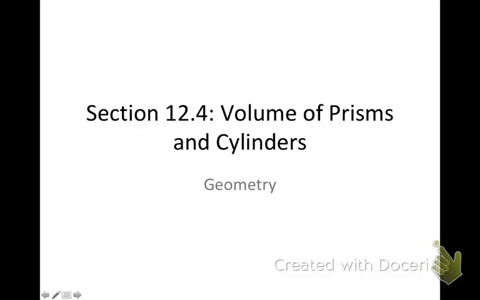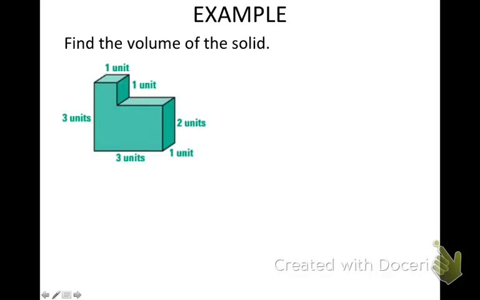Shape up here in our example, we have a composite figure, meaning that there's a bunch of figures put together to make one solid. If I split this into two separate solids and put a divider line up here, I have a cube up top. What are the three dimensions of the cube? 1 by 1 by 1, which would make me have a volume of 1 cubic unit.